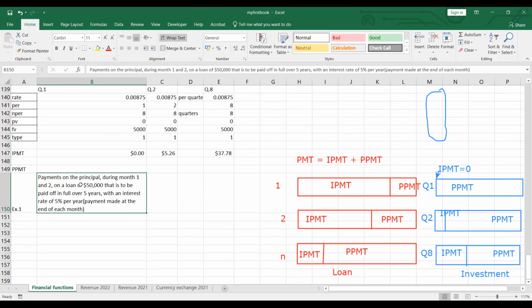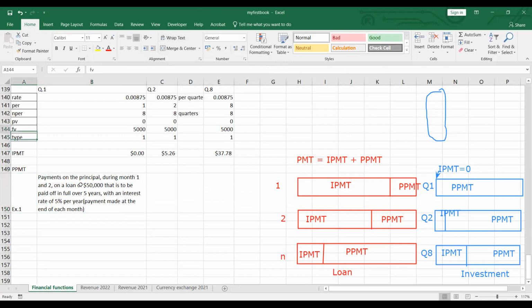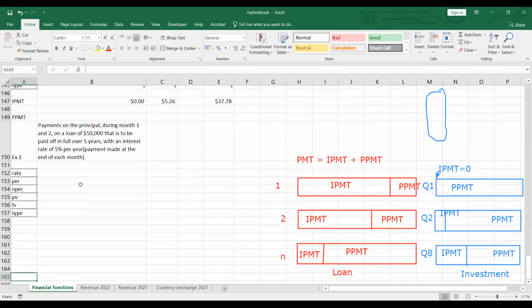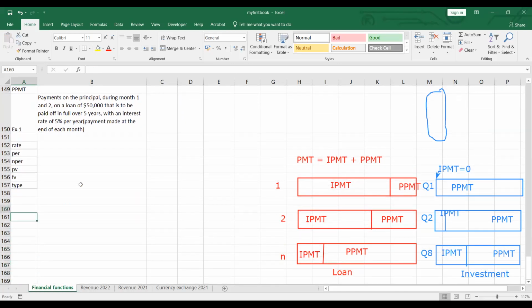In this one you are asked to find the payments on principal during month 1 and month 2. I put the argument list of the PPMT first, and then we want to find the PPMT of month 1 and month 2. So now let's formulate the first one.